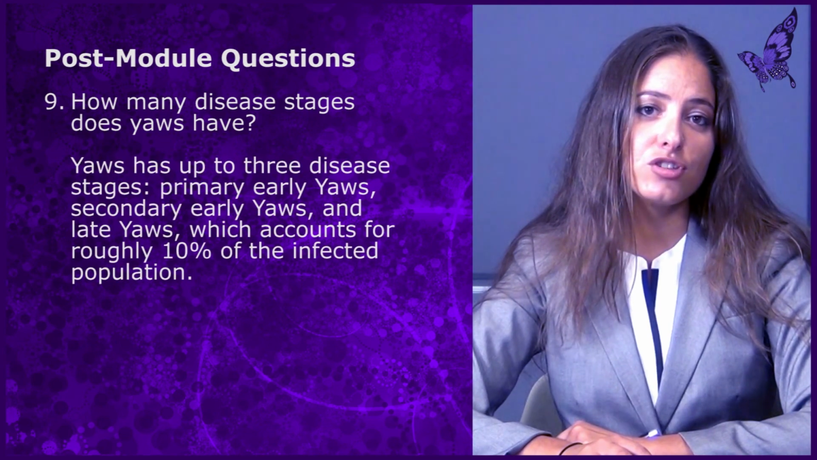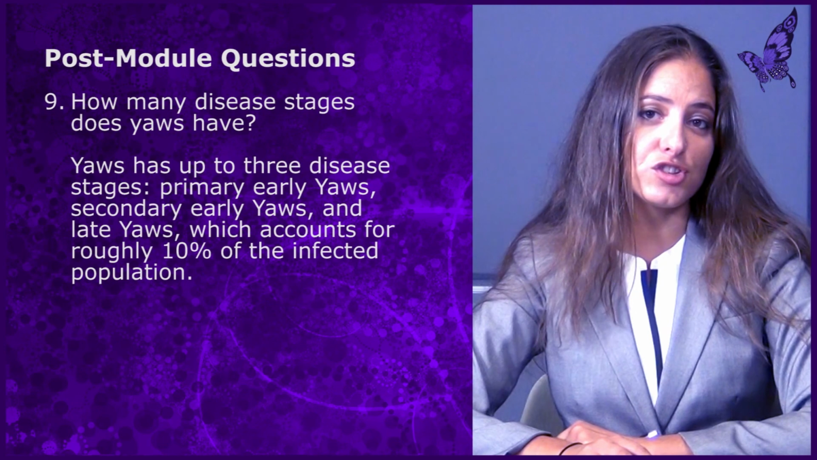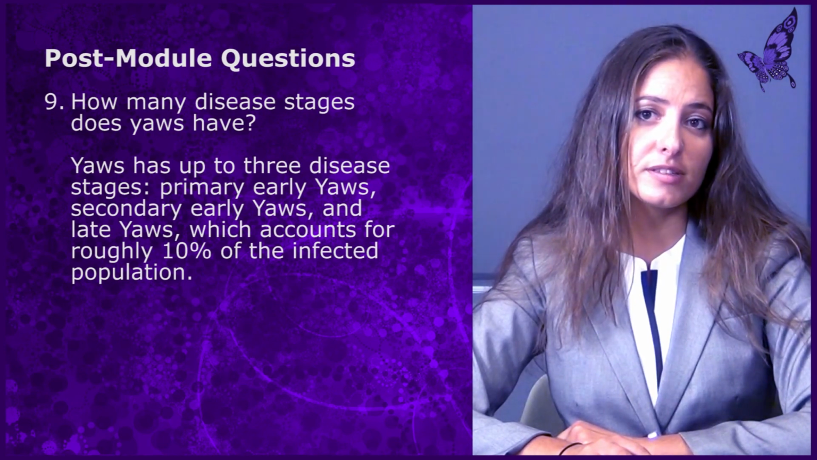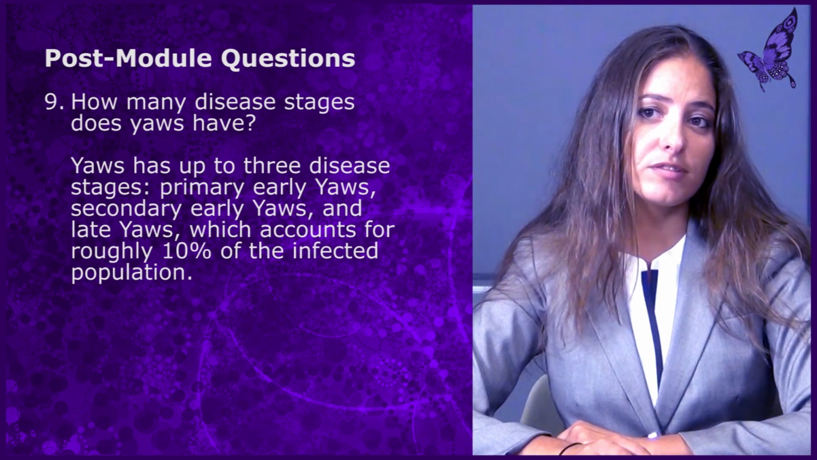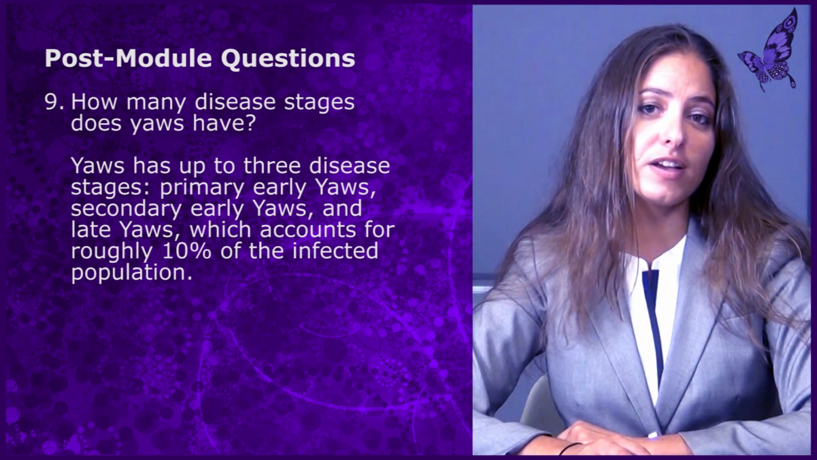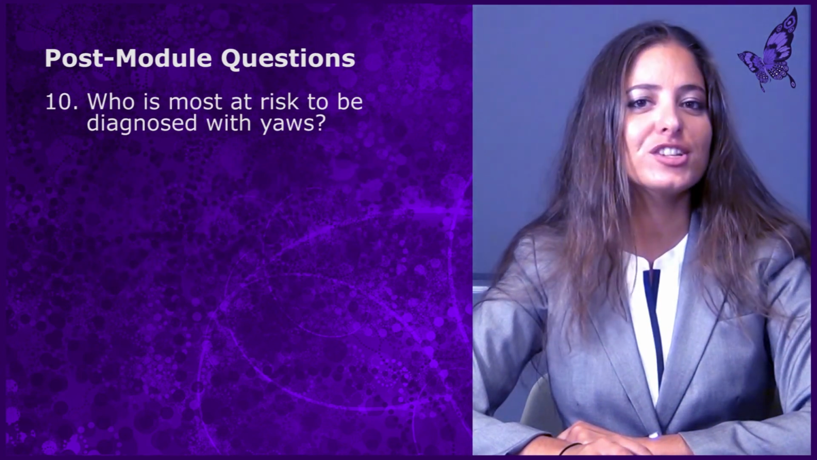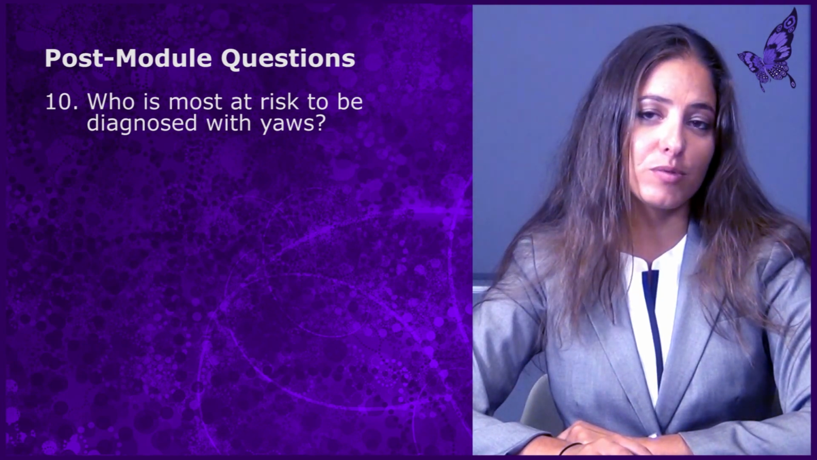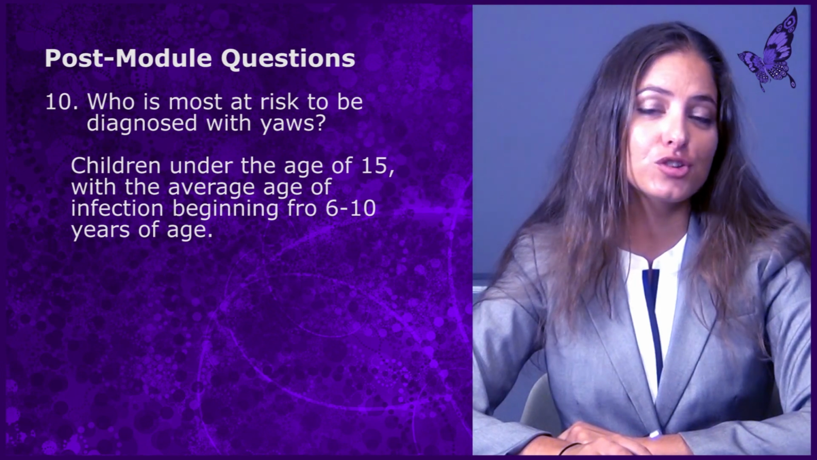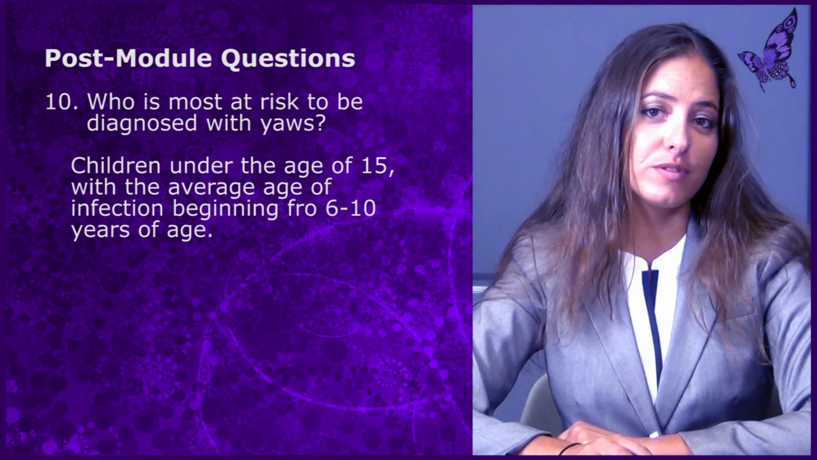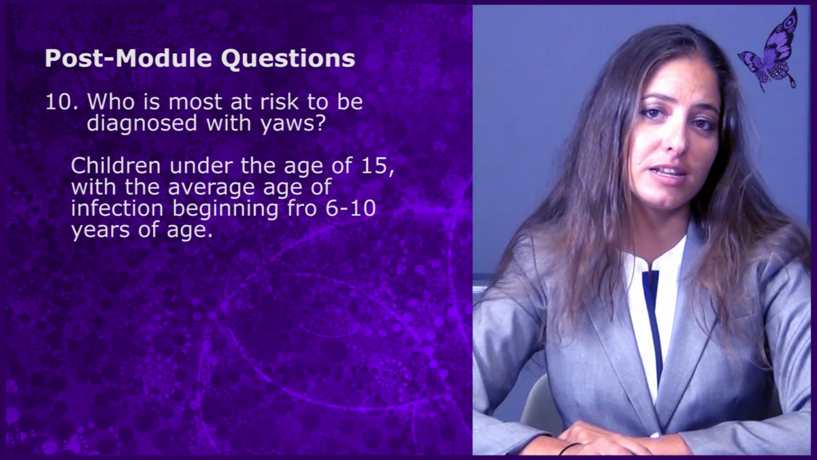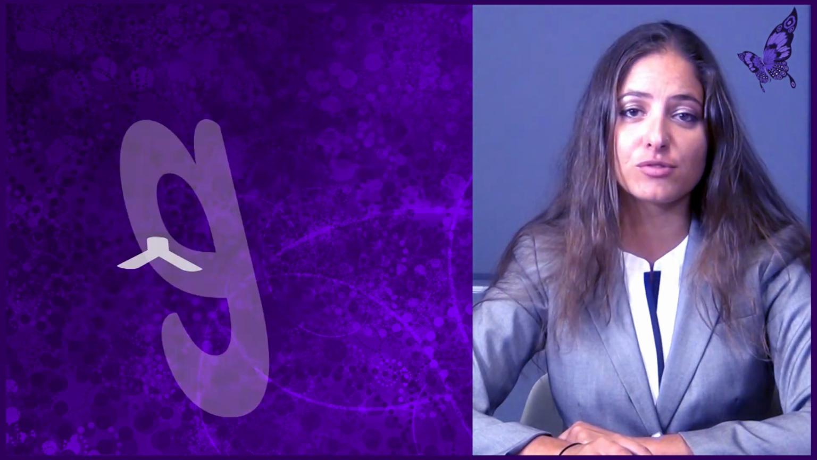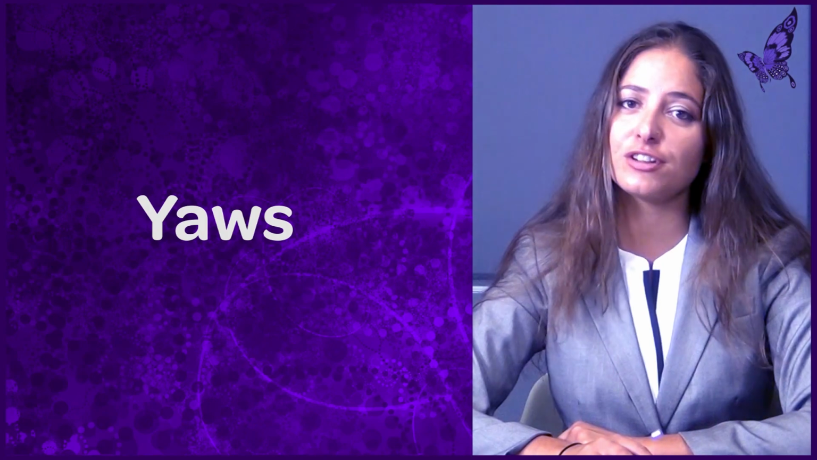Question number 9. How many disease stages does yaws have? The answer: yaws has up to 3 disease stages: primary early yaws, secondary early yaws, and late yaws, which accounts for roughly 10% of the infected population. And question number 10. Who is at most risk to be diagnosed with yaws? And the answer? Children under the age of 15, with the average age of infection beginning from 6 to 10 years of age. And this concludes our module on yaws. Thank you for your attention.